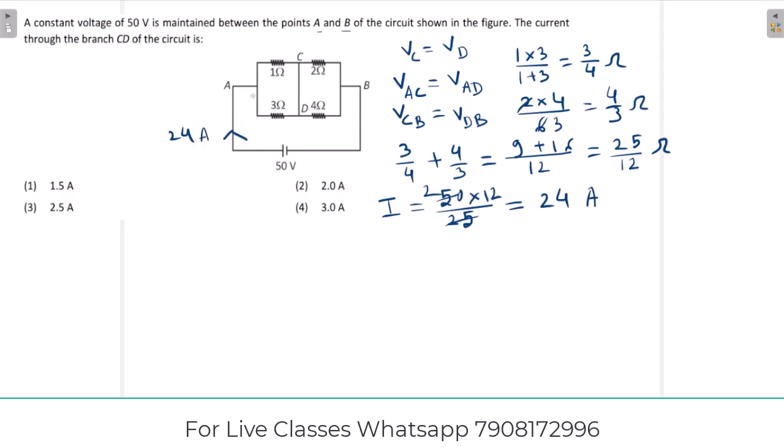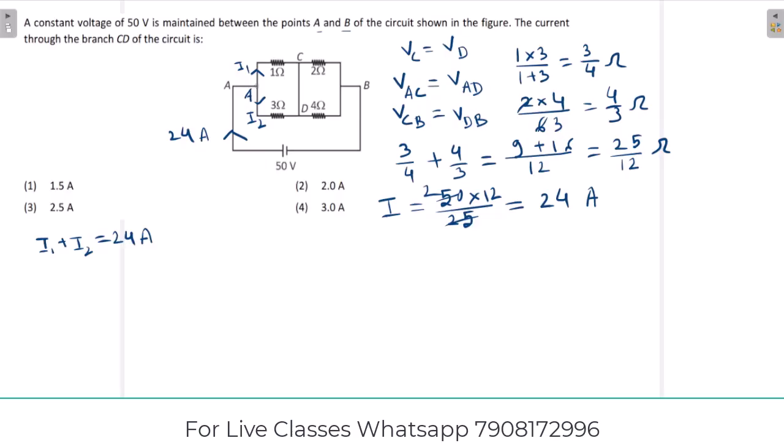Now this current 24 ampere will divide into two parts. Let's say through this branch it is I1, and through the 3 ohm resistance it is I2. Now, if we apply Kirchhoff's current law at this junction, that is at the point A, then I1 plus I2 is 24 ampere.